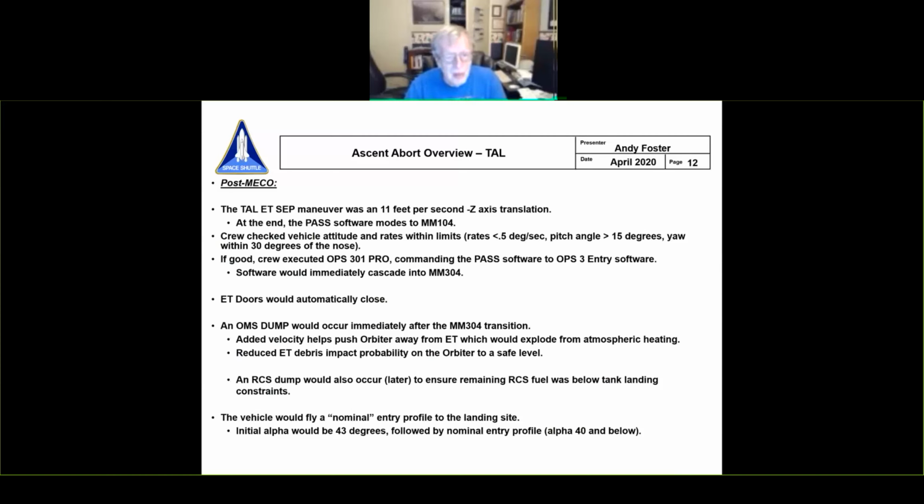Talked about the OMS dump. That also happens automatically to get you away from the external tank. And what I didn't talk about, there's also an RCS dump. That was really just to get the RCS tanks below a tank landing constraint. And then after that initial 43-degree alpha to give us a little bit of thermal protection with a really small pullout, we'd fly down to alpha 40 and then Mach alpha down to the landing site.